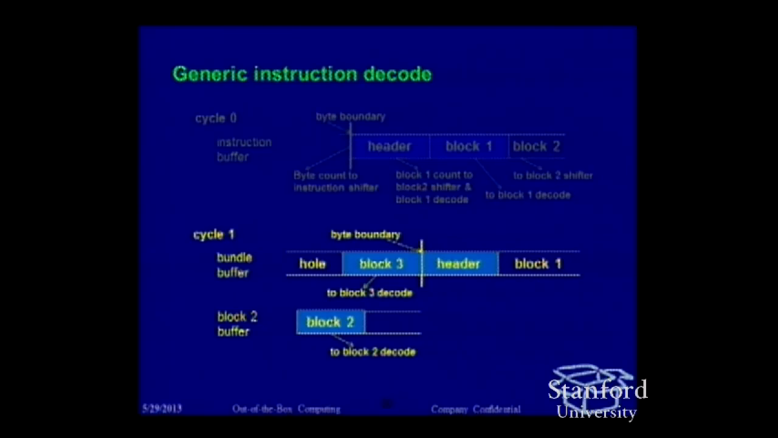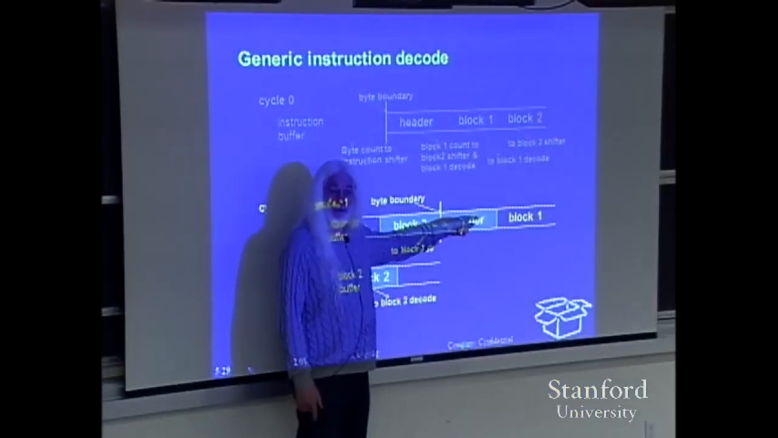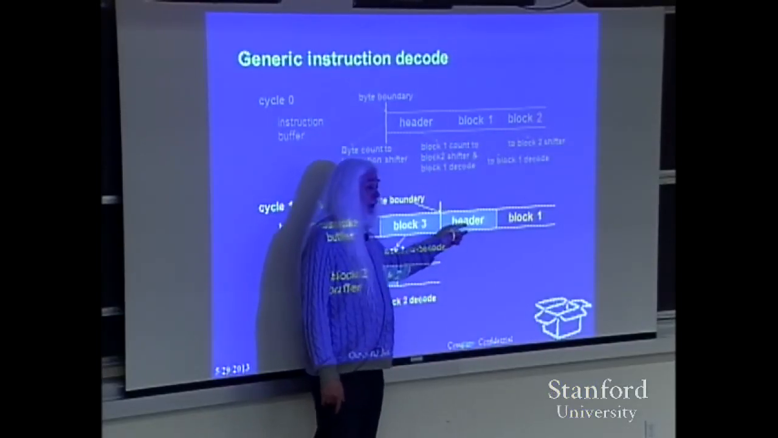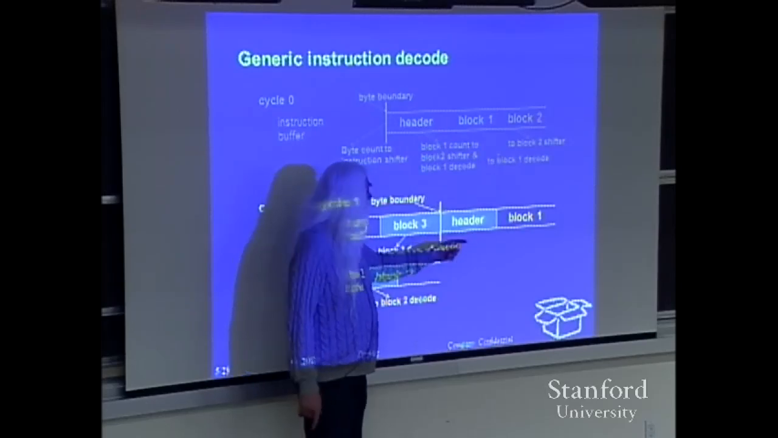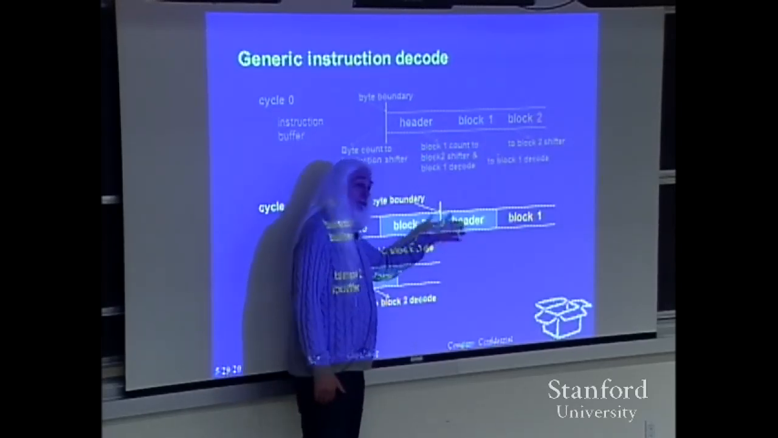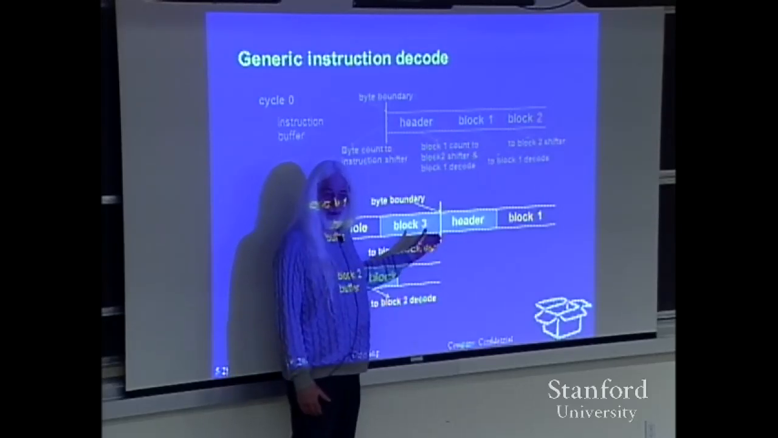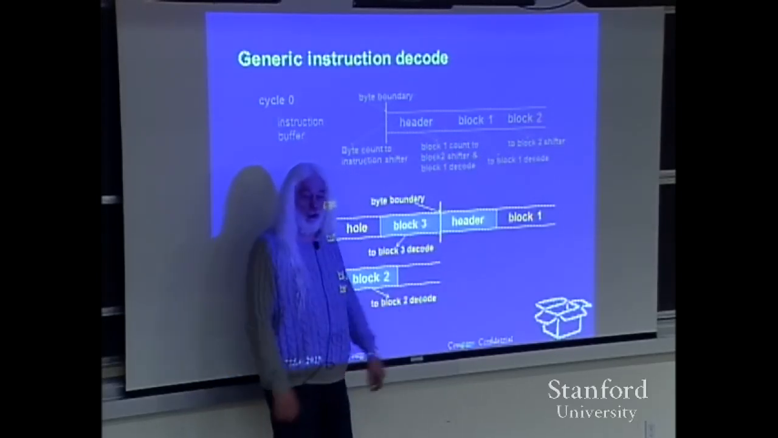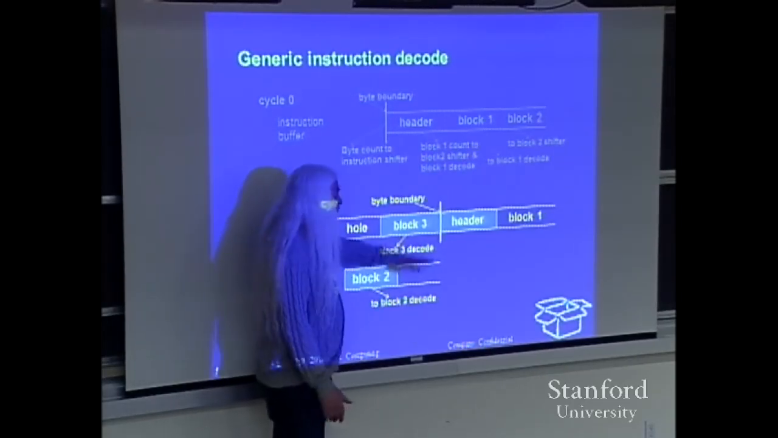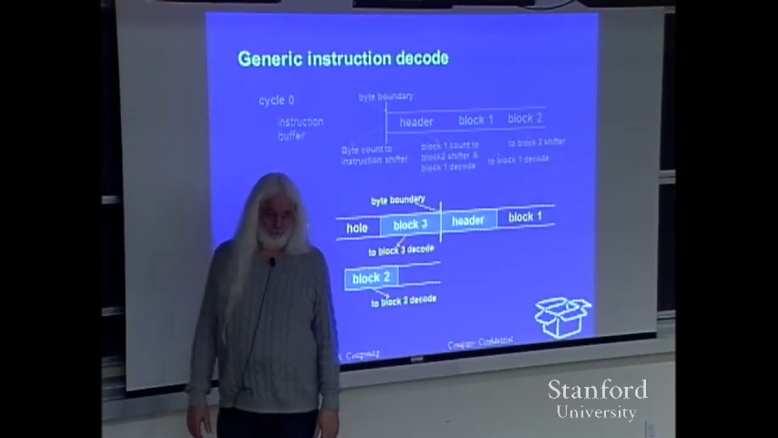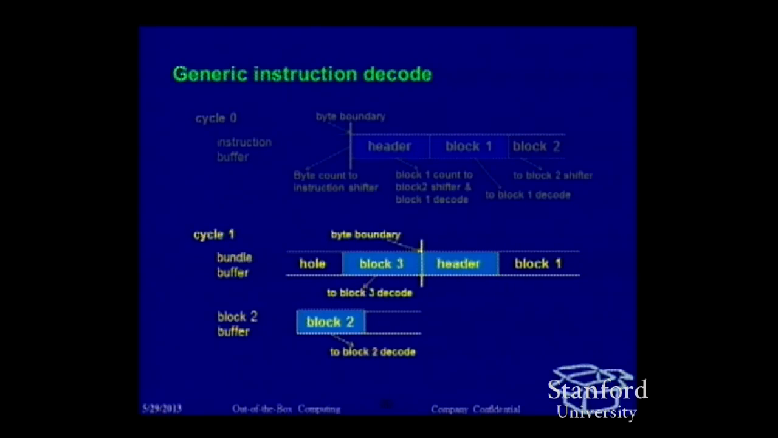But if you stop and think about it, this is the header of the following bundle. If the header is left aligned in the bundle buffer, then necessarily the end of the previous instruction is right aligned in the bundle buffer. We pull in both of them along. Consequently, we know where block 3 is. And we can drop all of block 3 into its own personal decoder. Block 3 is solved. Meanwhile, we had already shifted block 2 into block 2's own buffer. That's properly aligned, and that gets dropped in.